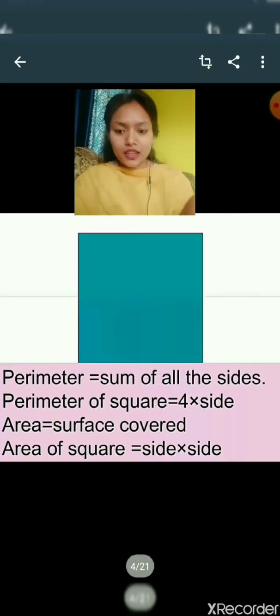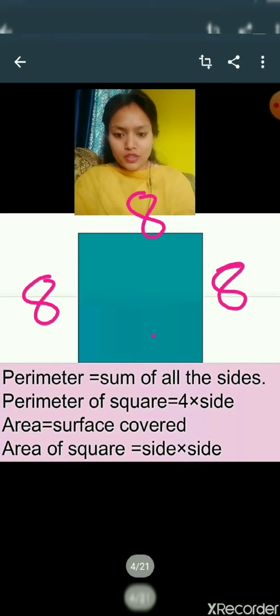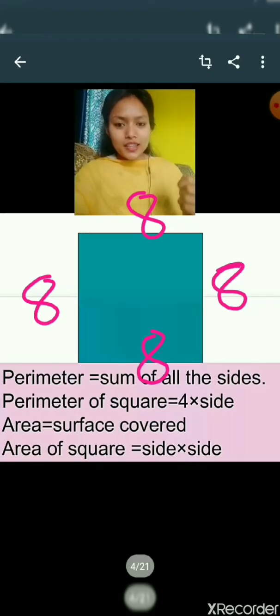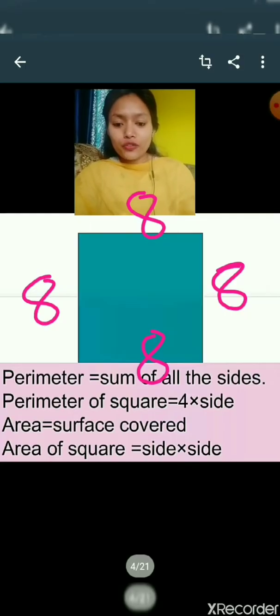If I say it is 8 centimeters, this side is 8, it will also be 8, and this is also 8. So what will be the perimeter? Just tell, count it fast. 8 plus 8 is 16, 16 plus 8 is 24, and 24 plus 8 is how much? 32. Yes. So the perimeter of this square is 32. Good.